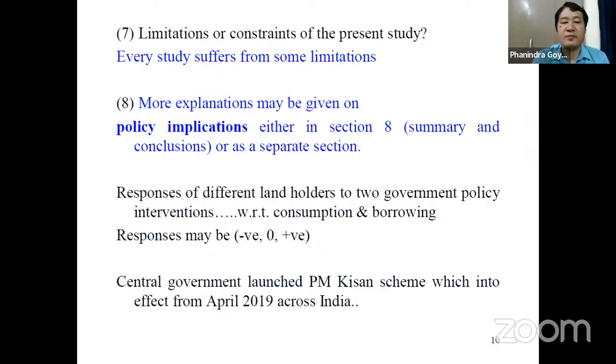Policy response is positive, policy response is negative. Clearly, for small and marginal farmers, if they are responding to this increase in consumption behavior, so going in a positive direction, or if big farmers are not responding to consumption expenditure, so it may be zero. So I was looking for this kind of clear responses. I think this is minor, but you can have a look.